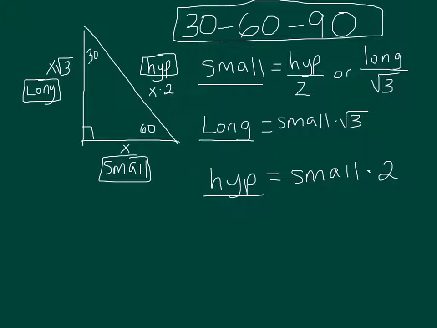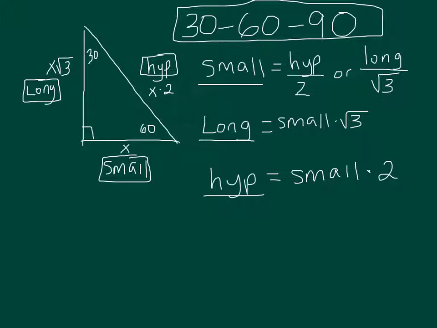Your small leg is always going to be opposite of the smallest angle. So your 30-degree angle is your smallest angle, so opposite of the 30-degree angle is going to be your small side. And then of course opposite of your 60-degree angle is going to be your long side. Okay? So always label first of all the small, the long, and the hypotenuse. If you do that every time, especially when you're beginning, then you're going to set yourself up for success.